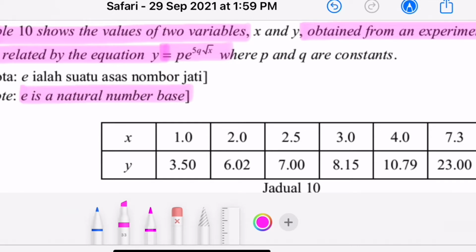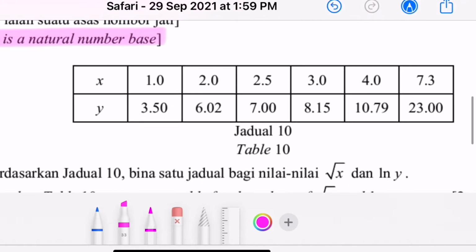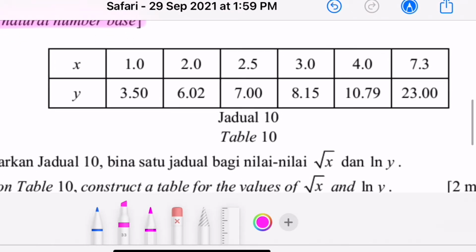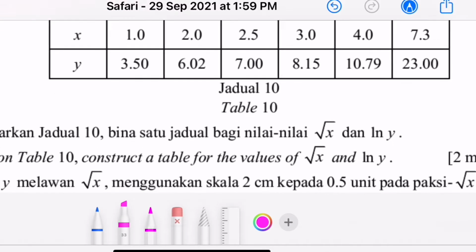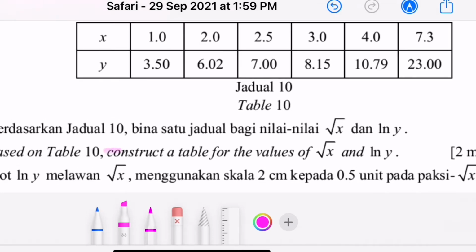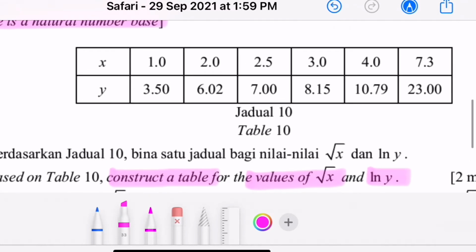e is a natural number base, right? e is the natural log number. Okay, today we are going to solve the linear law using a graph. But this graph is not the normal log base 10, it's ln. So first of all, we have to construct a table for the value of square root x and ln y.